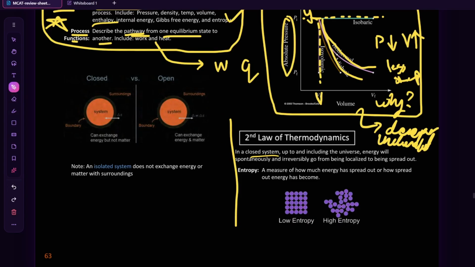So the second law states that, and if you don't understand what spontaneously and irreversibly mean, they are related mostly to general chemistry. Here are some terms from general chemistry. So going back to review that, if you don't understand, is important.